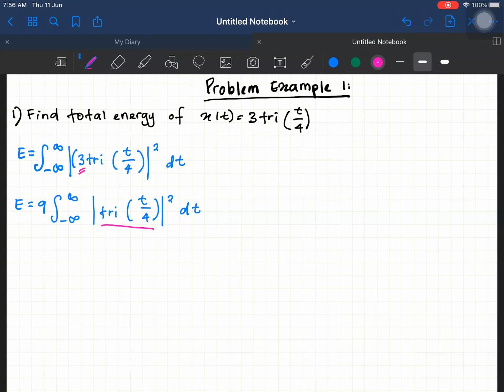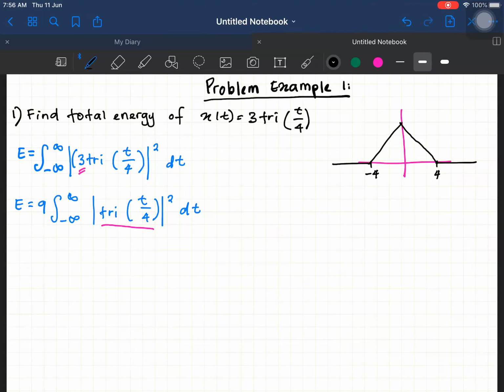Let's have a look first at the basic shape of the triangular signal. Because you have t over 4, you will have a triangular signal that shapes like this. It goes from minus 4 to 4, goes up and down, and the rest is 0. The signal will look like this.